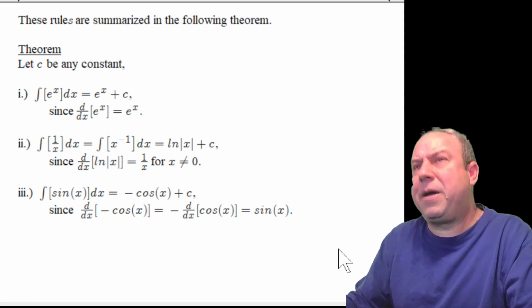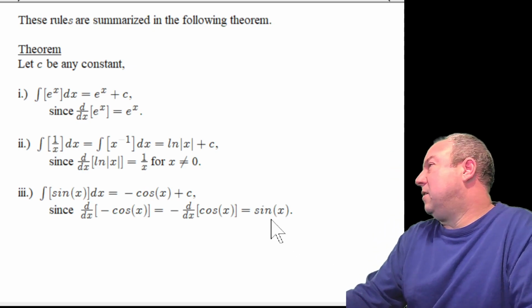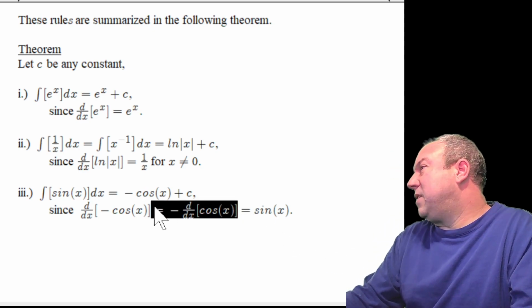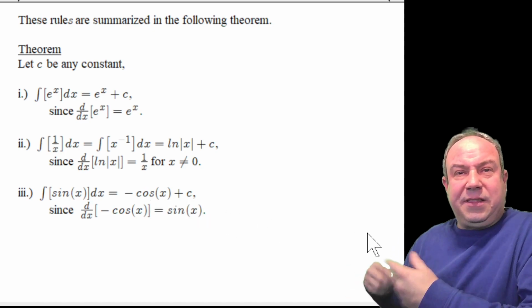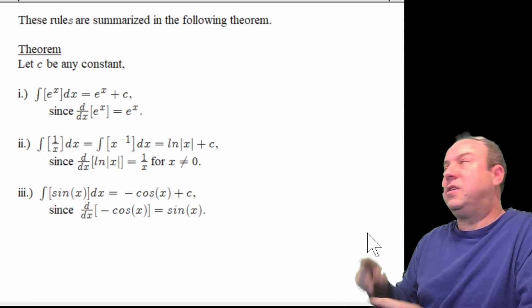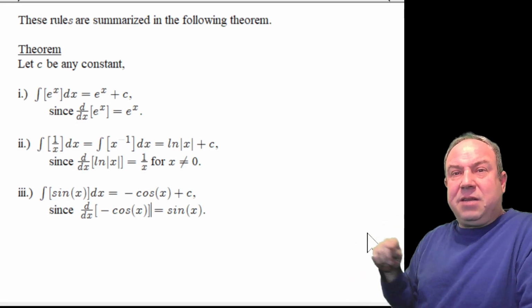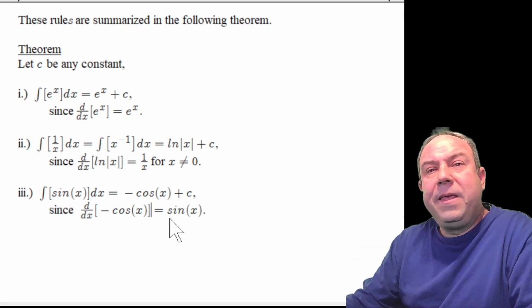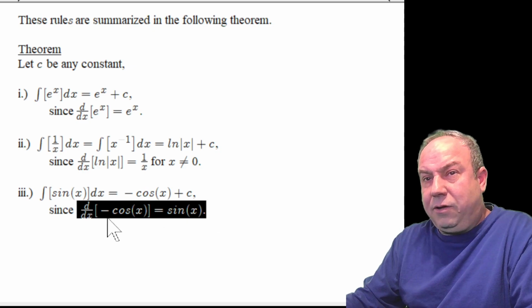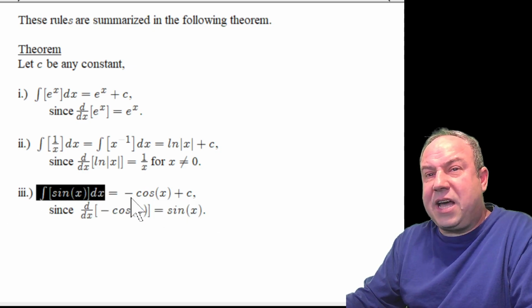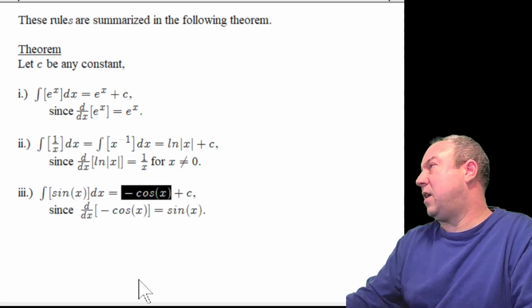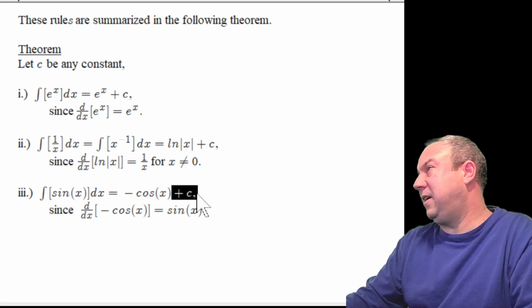Let's leave this step out because we are running a little long. In the end, the derivative with respect to x of the negative cosine of x is equal to the sine of x. Because of this derivative result, we can say the antiderivative of sine x is the opposite of the cosine x plus some constant c.